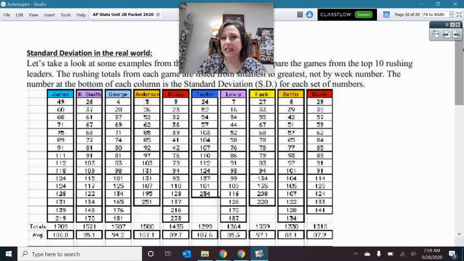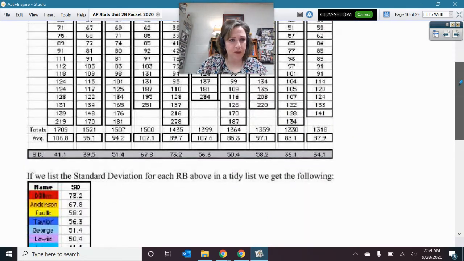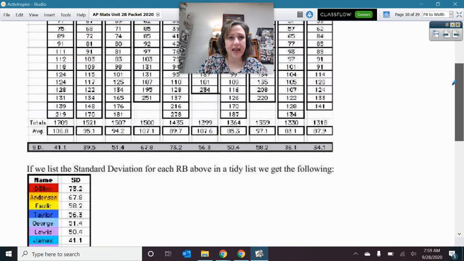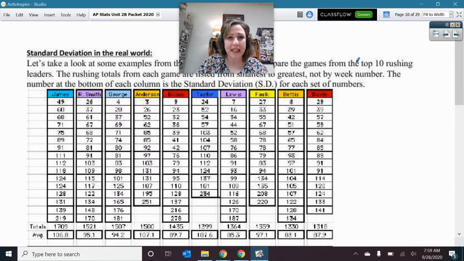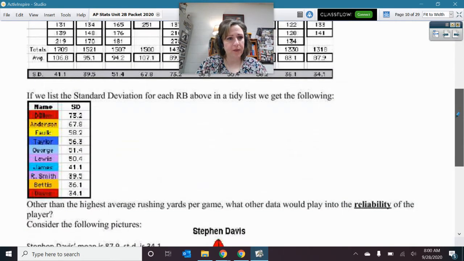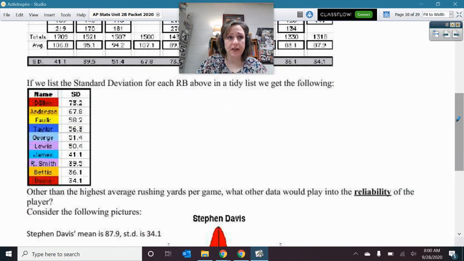So we've got some top 10 rushing leaders, some of football. So here we have these people. And so look here. This is the variability of their rushing totals each game in the season. So through the season, there's their rushing variability. All right, so here we go. The computation, this standard deviation, has already been computed for all of those players. So we can see all of these players.